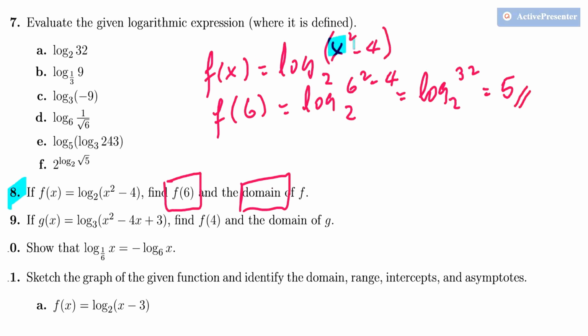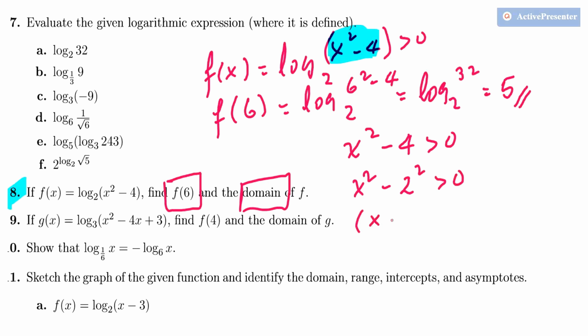And the domain is, for this function, the expression inside the logarithm must always be greater than 0. So that means you make the inequality x square minus 4 should be greater than 0. So x square minus 4 means x square minus 2 square is greater than 0. So this is x minus 2 times x plus 2 greater than 0. We have to solve this inequality to obtain the final interval for the domain of f.